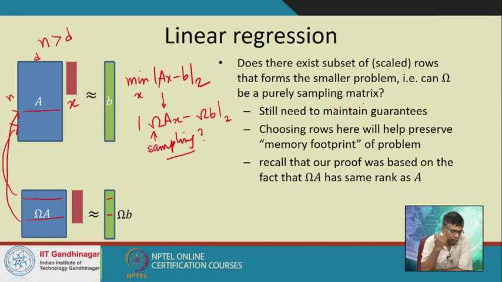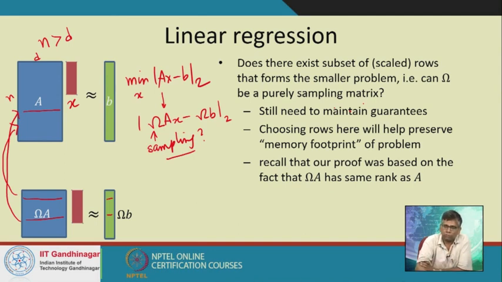Okay, and why would this be helpful? One of the reasons is obviously clear: if each row in omega A is really just a scaled version of one of the rows in A, then the size taken to store omega A cannot be much more than the size taken to store A. So the question is, does such an omega really exist?